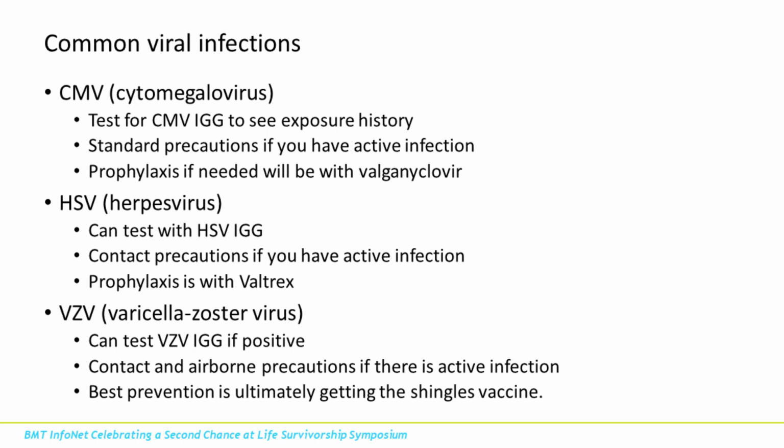And lastly, VZV. VZV is zoster, or shingles, we call it. We can test for VZV IgG, but anyone with a history of chickenpox will likely have this already in their system, and it can reactivate after a transplant. This is one where we use contact and airborne precautions. If you have a large shingles outbreak on your body, those vesicles that form can burst, and it can actually be airborne and become contagious to the person nearby. Basically, the best prevention for this is getting the vaccine. And there is a new vaccine now that we can use for our transplant patients, which I will talk about shortly.